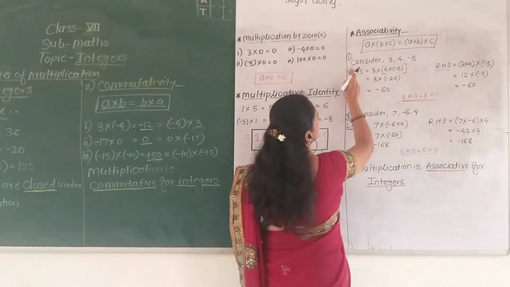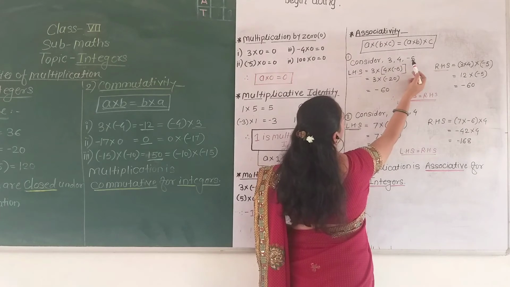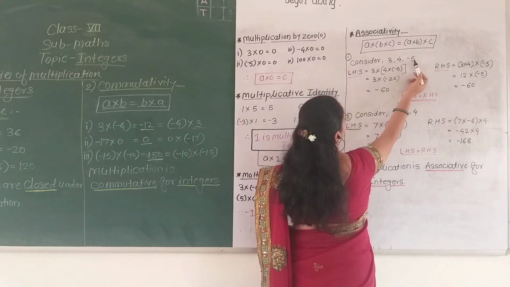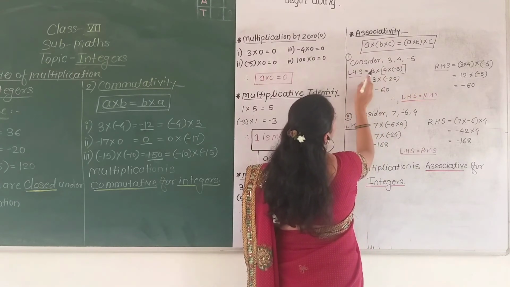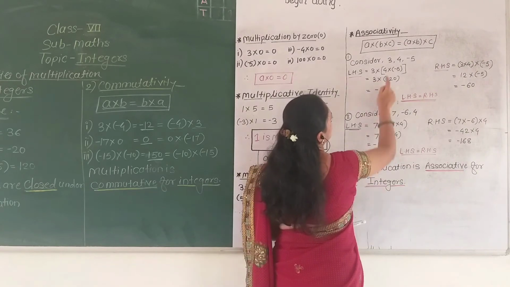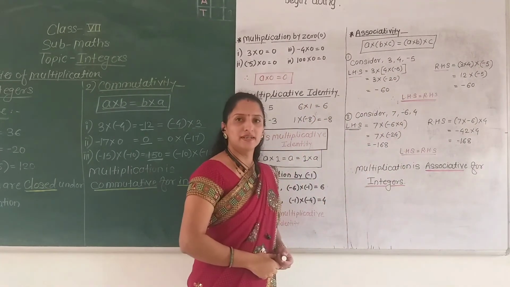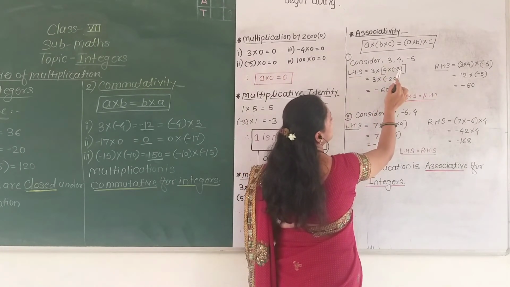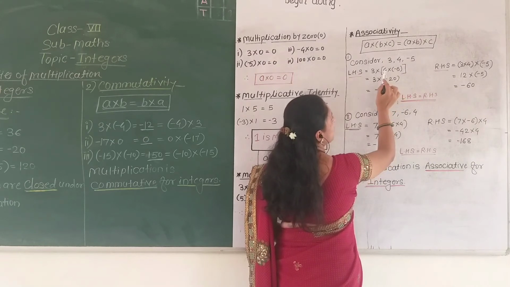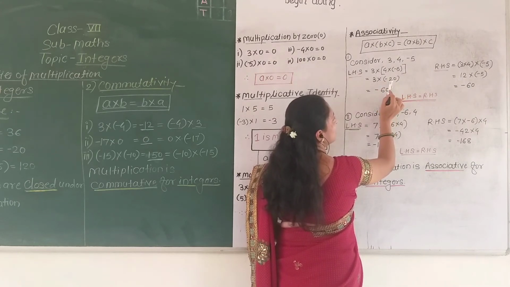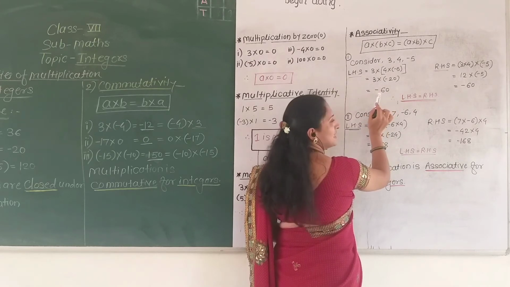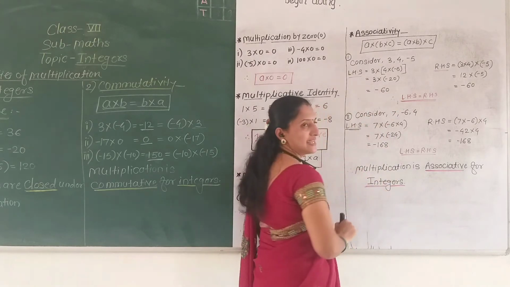Okay, so for this I consider one example: 3, 4 and negative 5. Here the value of A is 3, B is 4 and C is negative 5. Let us check the LHS: 3 into 4 into negative 5. First we have to solve the bracket. In the bracket there is a multiplication of 4 into negative 5. Positive into negative, the answer is negative. So 4 into negative 5 is negative 20. Now 3 into negative 20, positive into negative, the answer is negative. So it is negative 60.